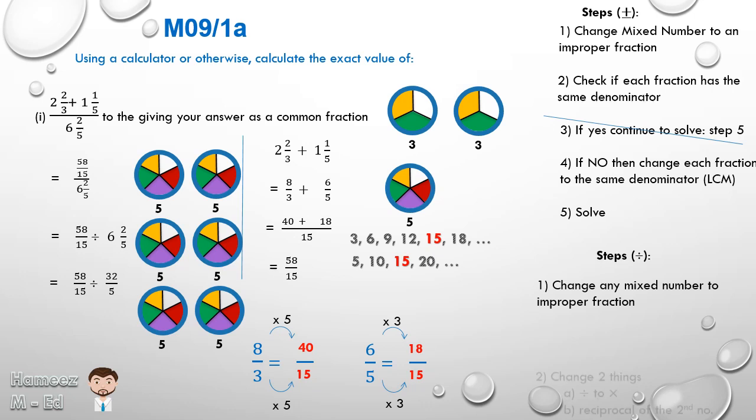Now the next step will be to change two things. The first will be the division sign to multiplication, and find the reciprocal of the second number. So 58 over 15 multiplied by 5 over 32. And we can solve by reducing this. 5 into 5, 1; 5 into 15, 3; 2 into 32, 16; 2 into 58, 29. So the top will be 29 times 1, which is equal to 29. And the denominator will be 16 times 3, which is equal to 48. So our solution is 29 over 48.